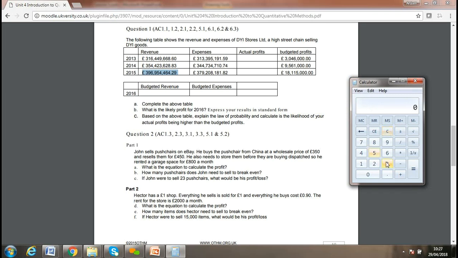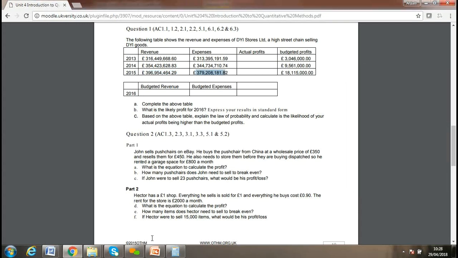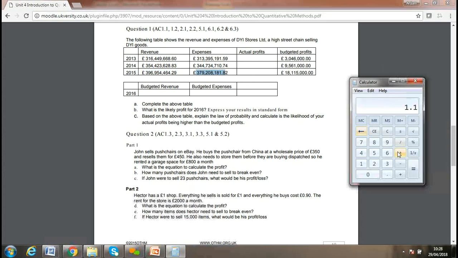Okay, so what is 10% if I need to write it? It means 1.1. If I'm putting 1 here at the top, it is 100%. So when I multiply, it will carry on adding my figure. So times by what will it be? We'll do 379,208.11.82, and that gives me, okay, these are my budgeted expenses.